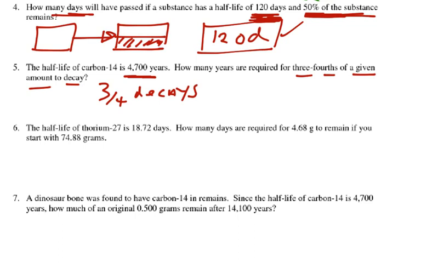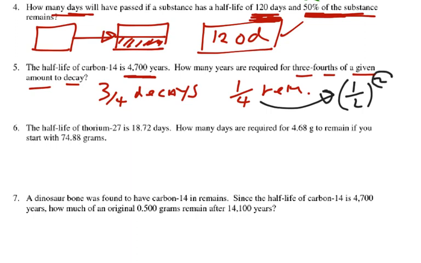Okay, we know that 3/4 and 1/4 give us a whole, right? So we have a quarter remaining, and that fraction, once again, should be familiar to us, because a quarter remaining refers to 1/2 to the second power, and that too tells us that we just used 2 half-lives, all right?